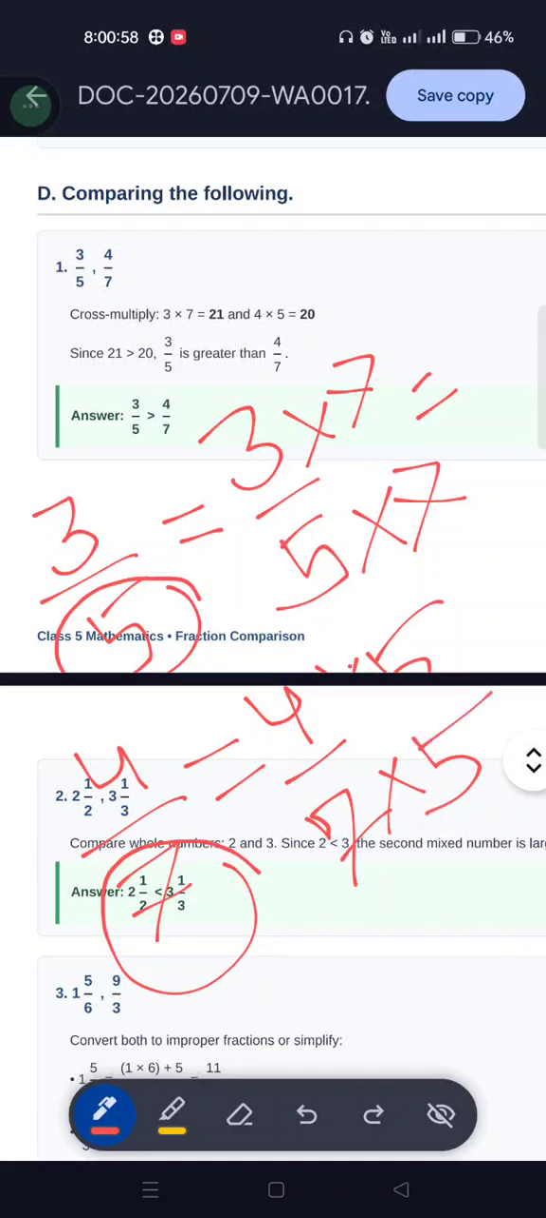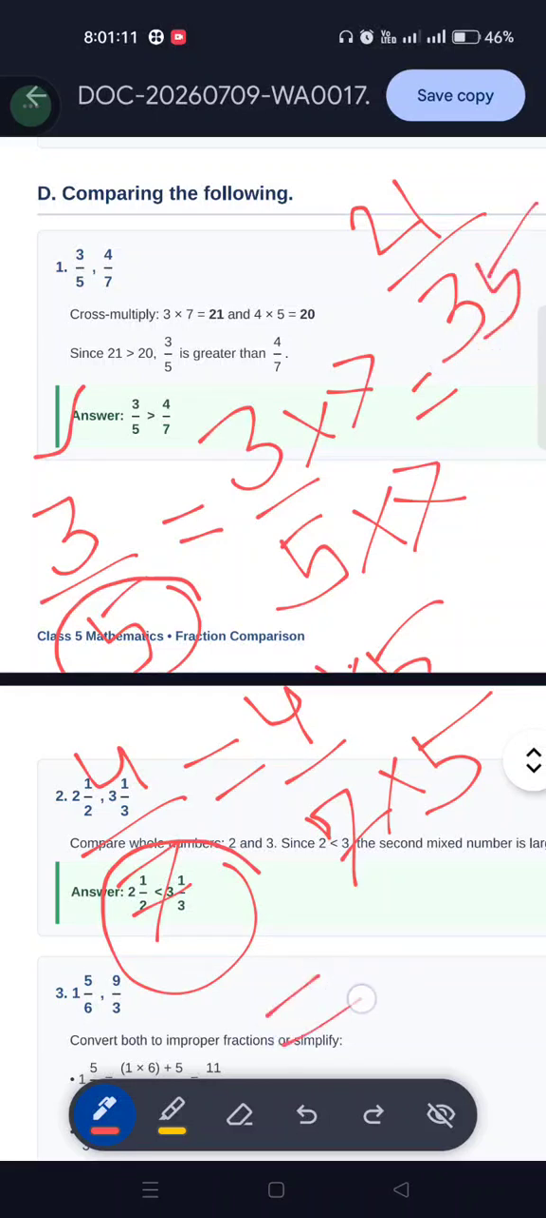So what will you get now? In the first fraction you will get 3 times 7 is 21 upon 5 times 7 is 35, and in the second fraction you are getting 4 times 5 is 20 upon 7 times 5 is 35. Now you can see 20 upon 35 and 21 upon 35. Now erase all this.